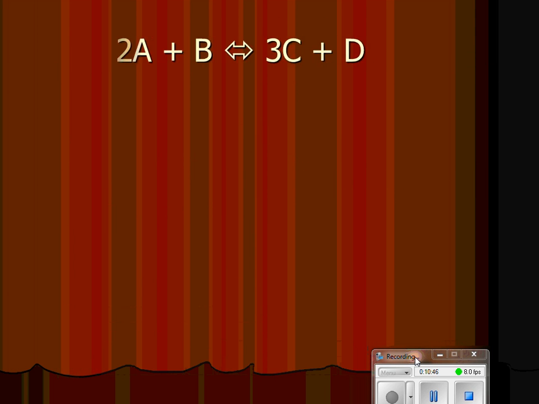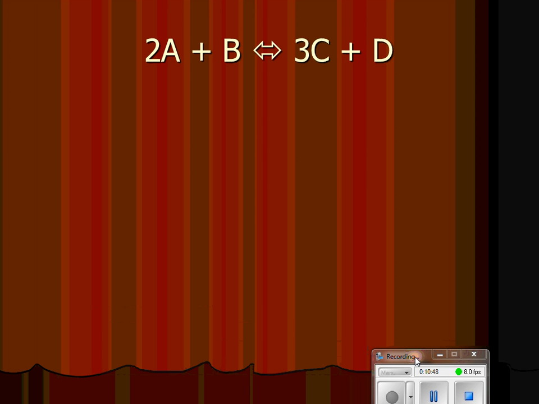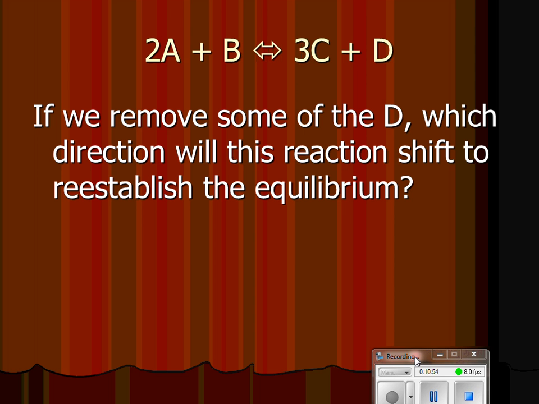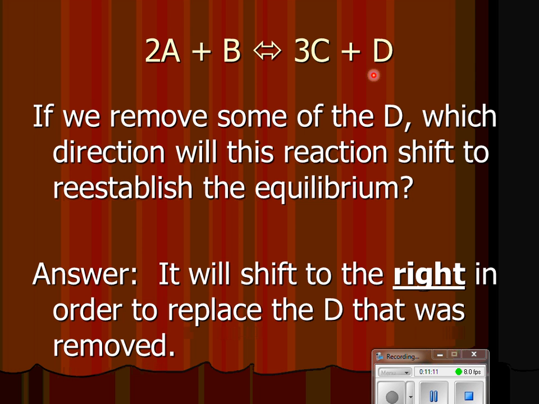All right, let's look at another example. This one's got a lot more things in it, but it's still the same idea. We have 2 A's and B making 3 C's and D. It tells you we're removing some of D. So the problem is we don't have enough D, so this reaction needs to make more D. It's going to shift and take 2 A's and B. It's going to make more C as well, and that's okay, because the point is we need to get more D. It's okay to have more C, but we definitely need more D. So if you take away D, this reaction is going to shift to the right in order to replace the D that you removed. Common sense: if there's not enough D, we need to make more.